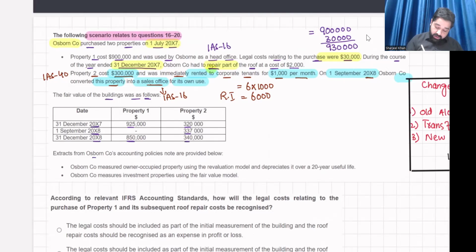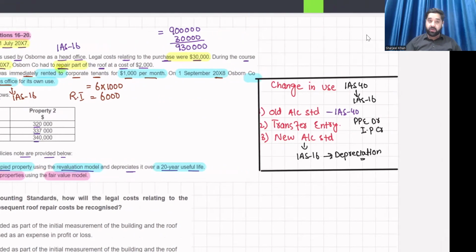Extract from the Osborne Company accounting policies note are provided below. Osborne Company measured owner-occupied property using the revaluation model and depreciates it over a 20-year useful life. So Osborne Company measures owner-occupied property under IAS 16, the model is the revaluation model, and you have to depreciate the property over a 20-year useful life. Osborne Company measured investment property using the fair value model.